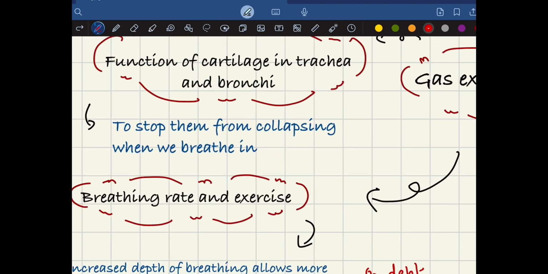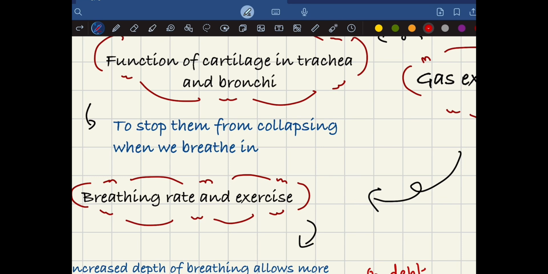Okay, so the function of cartilage is one simple thing: to stop them from collapsing when we're breathing in. Now, why does it function this way? What's the purpose of it? Why would our trachea and bronchi collapse if there is no cartilage?